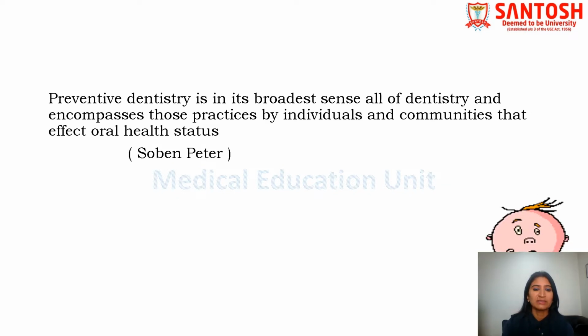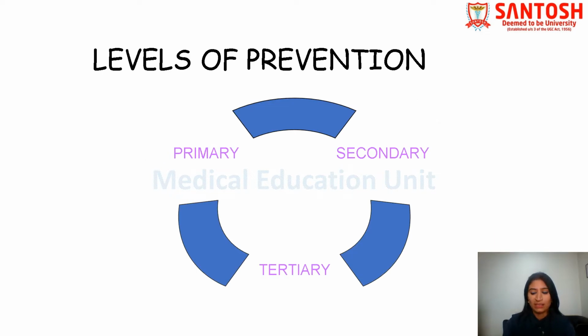According to Soban Peter, preventive dentistry is in its broadest sense all of the dentistry and it encompasses those practices by individuals and communities that affect oral health status. There are basically three levels of prevention, which are the primary level of prevention, the secondary level of prevention, and the tertiary level of prevention.